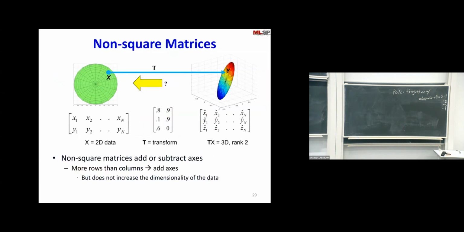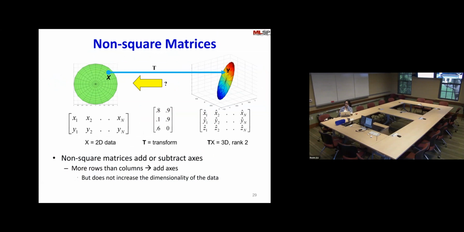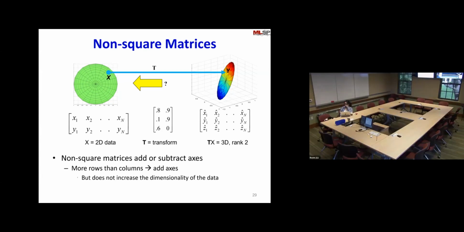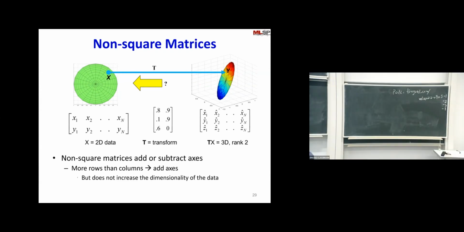Same thing. If I have transformed a two-dimensional object using a 3x2 matrix, what happens? Is the object going to suddenly become three-dimensional? No. So what will happen to it? It's going to be a two-dimensional object in 3D space, right? So now, if I give you a point in that 3D space, can I tell you where it came from in the original 2D space?